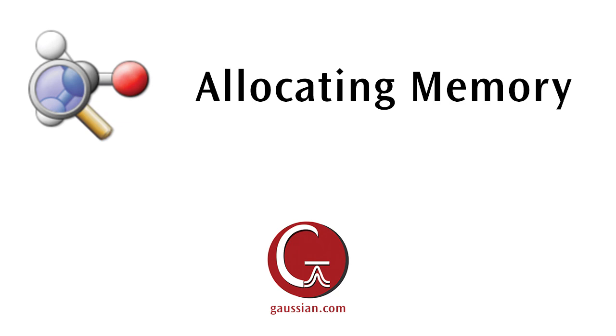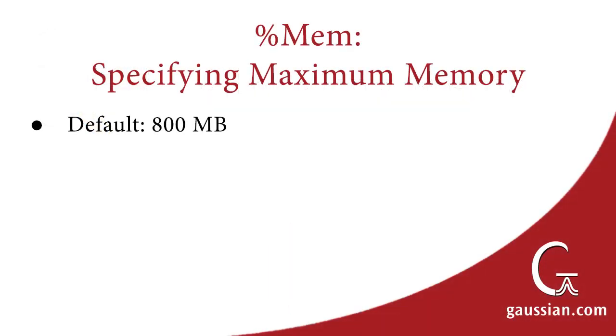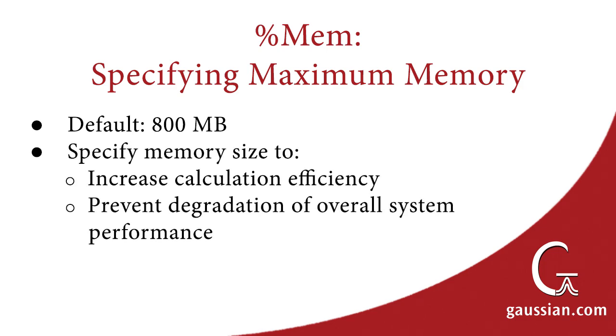Gaussian 16 needs memory in order to perform its calculations. By default, it allocates 800 megabytes. You can specify a maximum amount for the software to use. You may do so to increase program efficiency. Doing so may also prevent degradation of overall system performance on computers with limited resources.